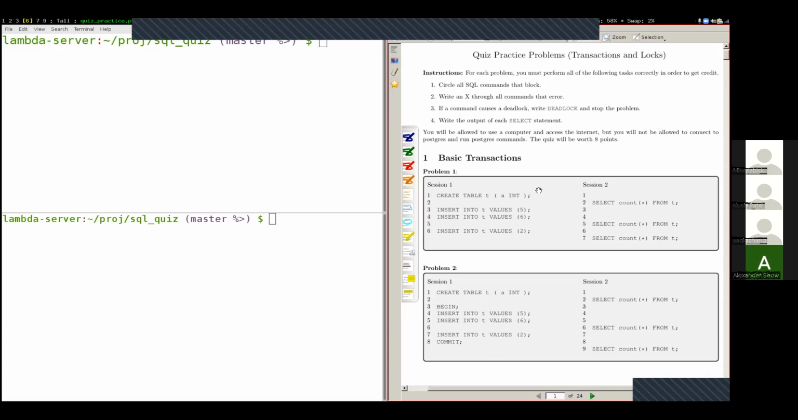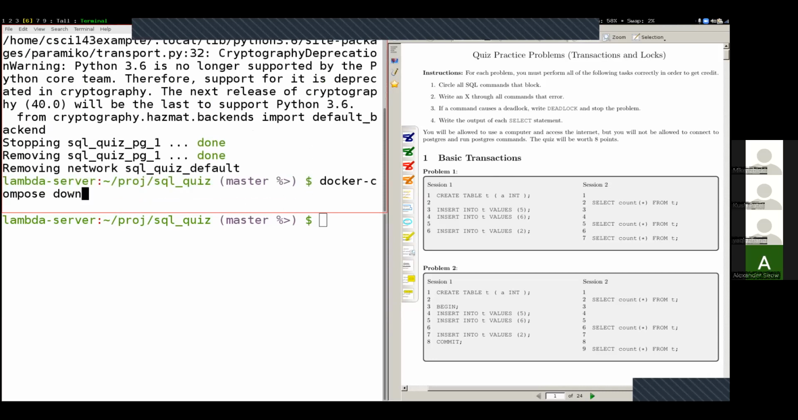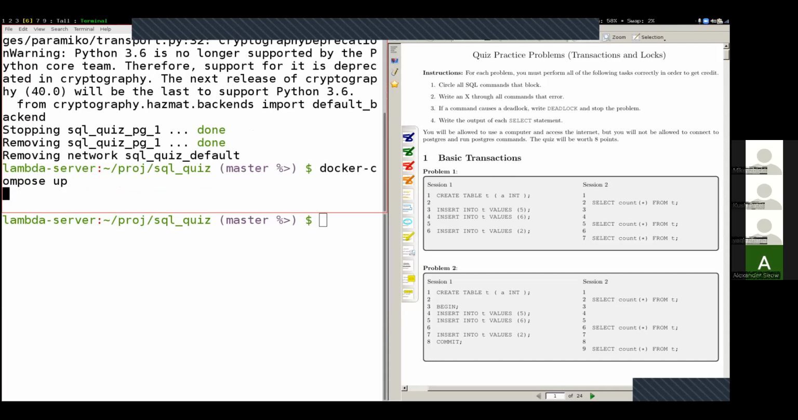In each of these problems, I have two columns, session 1 and session 2. And these two columns correspond to my two terminal sessions over here. In these terminal sessions, let's just real quickly run docker ps. I have a Postgres system running right now. I'll go ahead and just make sure we're in a sane state. I'll bring it down first and then up again.